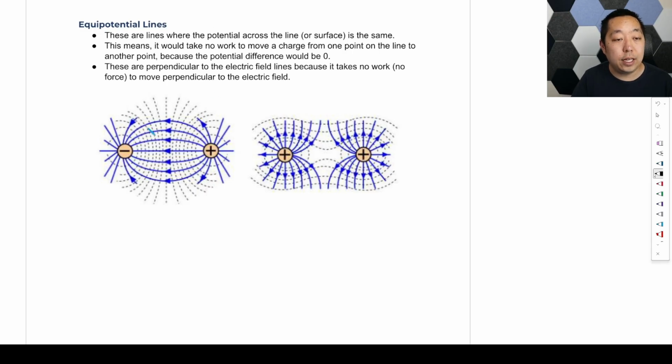So these are lines where the potential is the same. It means it takes no work to move the charge from one point to another. You can see here the blue lines are the electric field lines and the dashed lines are the equipotentials, and they make perpendicular lines. There's no work to go from there to there because the electric field is perpendicular to the motion, even though it exerts a force. If you want to review work and energy or calculating work, that's where that comes from.